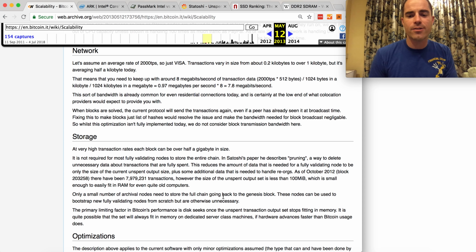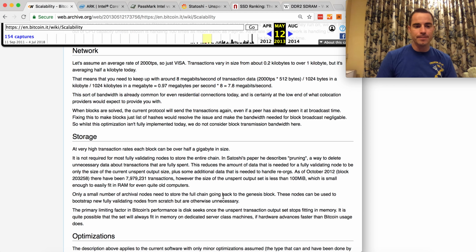As of October 2012, block number 203,000 and some change, there have been 7,900,000 and some thousand transactions. However, the size of the unspent output set is less than 100 megabytes, which is small enough to easily fit in RAM, even for quite old computers. So to be fair, it's a bit bigger today.